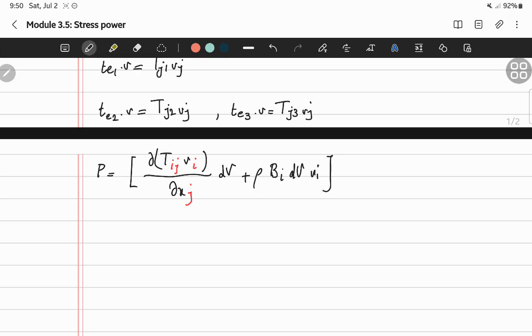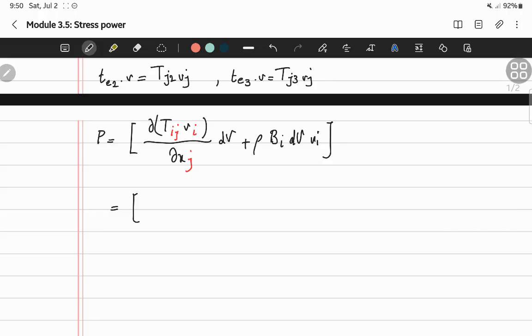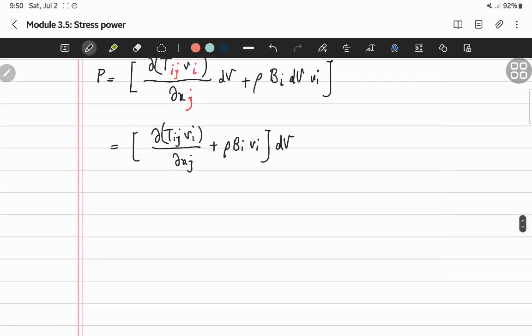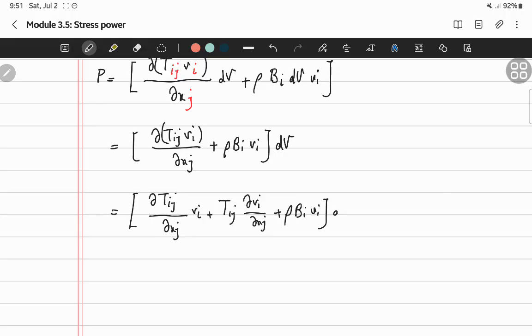So now we can write this as, we can take this dv out. So we have the partial derivative of Tij vi with respect to xj plus rho bi vi, and this is dv. Great. So now I expand this. I open this. We have the partial derivative of Tij with respect to xj vi plus Tij partial derivative of vi with respect to xj plus rho bi vi, then dv.